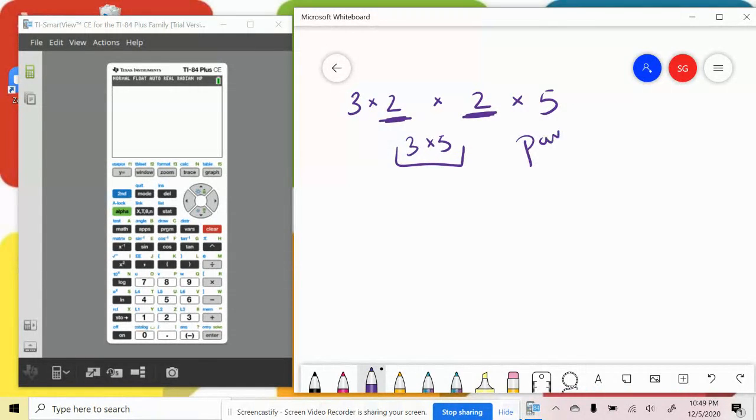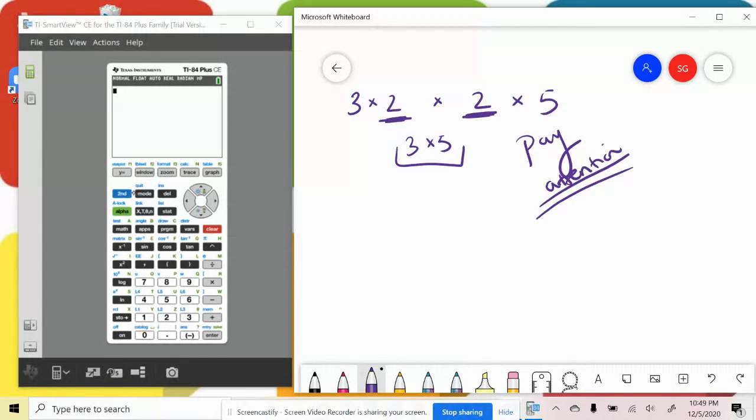Pay attention to your answer. Did something go wrong? Did you enter something in wrong? Did you multiply in the wrong order? Did you enter the wrong number? Just look at it and see, does it make sense to us?